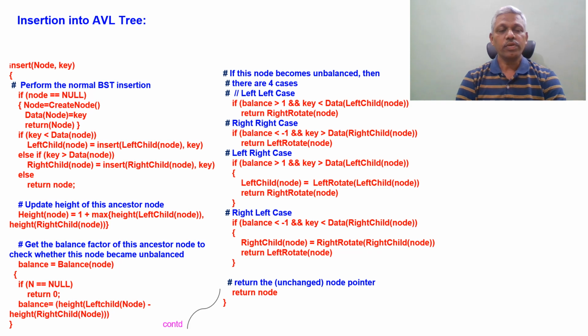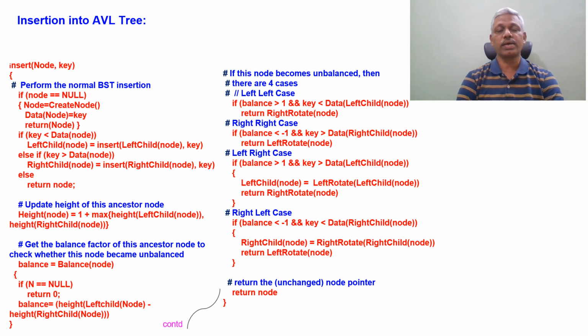Then moving forward, we update the heights. Once we perform the insert, we need to update the height and the balance factors. How do we update the node? Height of the node is 1 plus the maximum of height of left child of the node, comma, height of right child of the node. Again, these are recursively calculated on each addition.